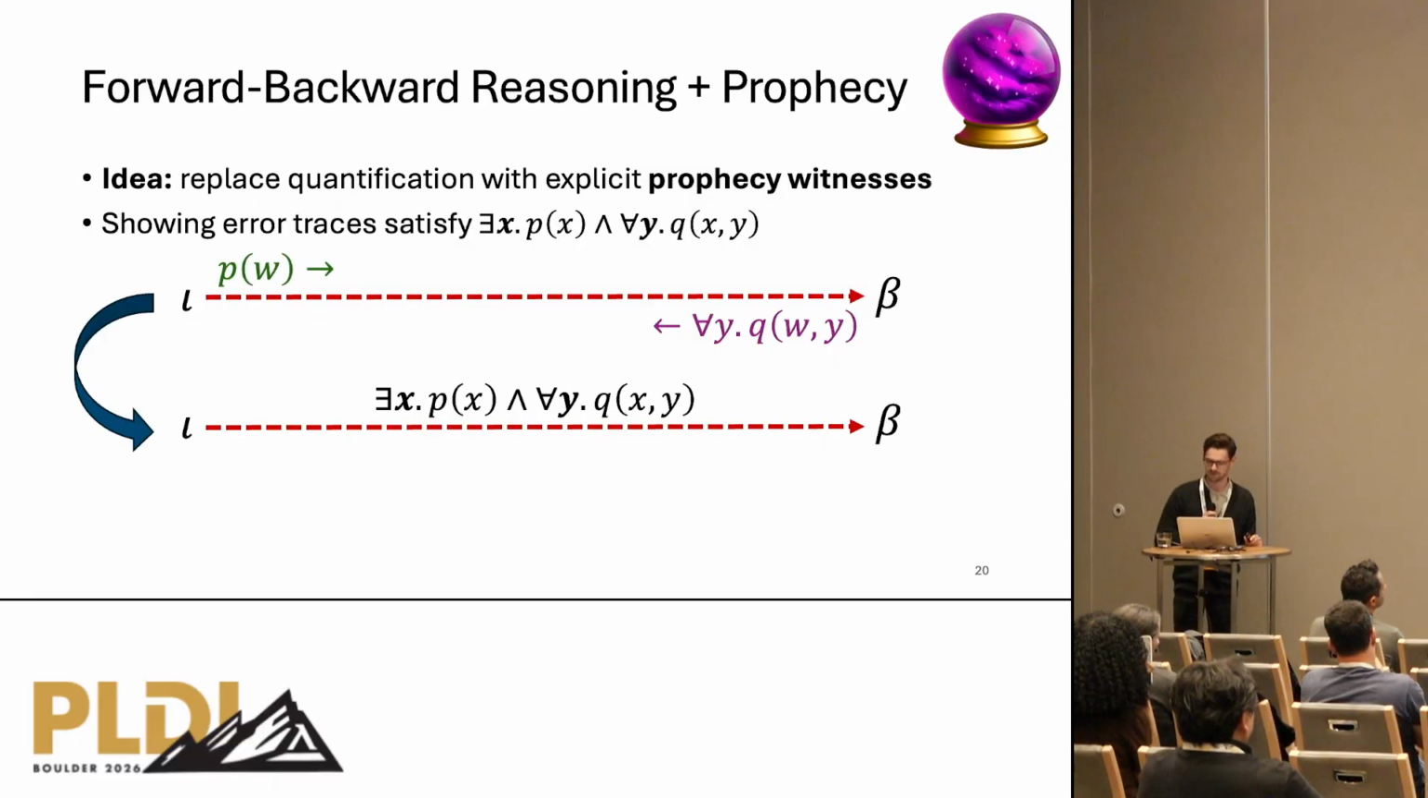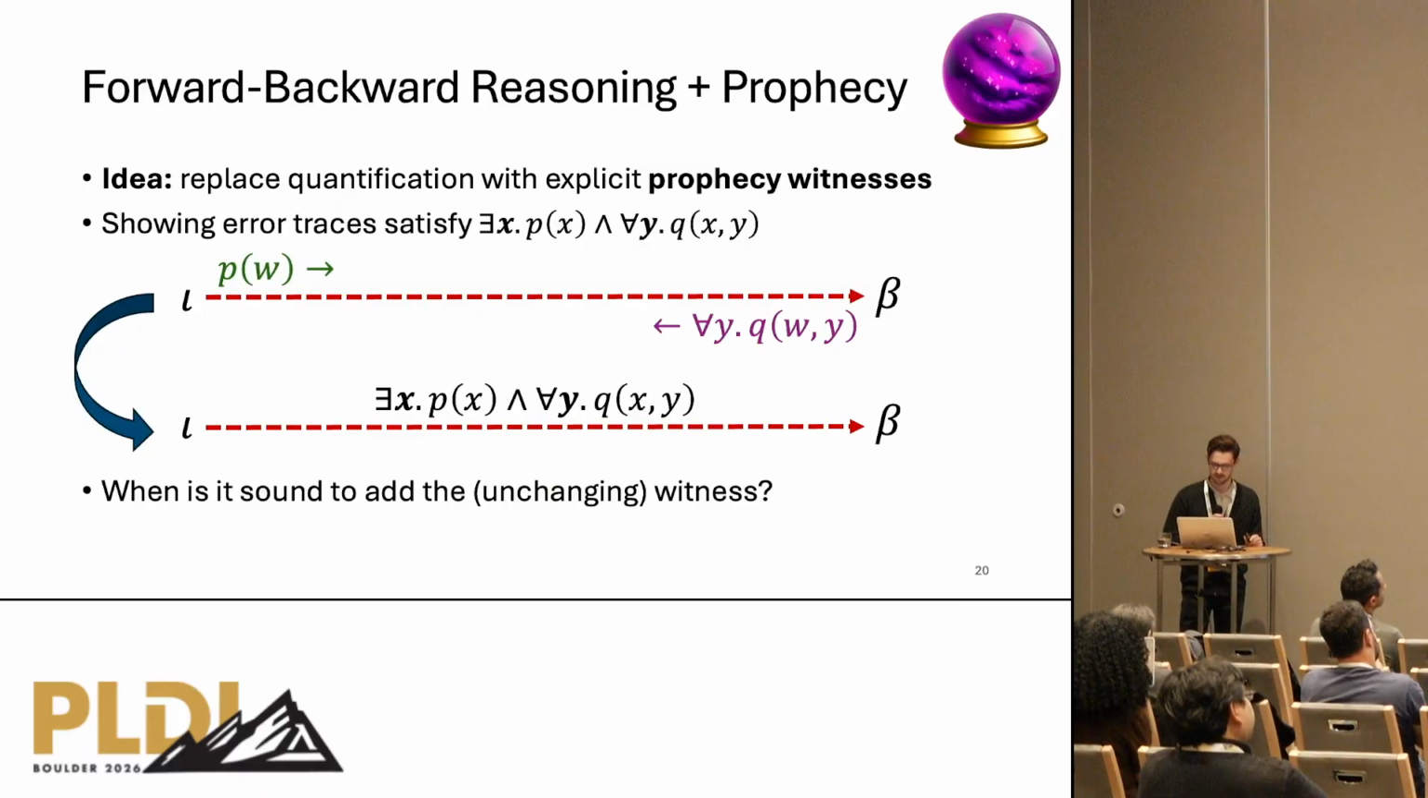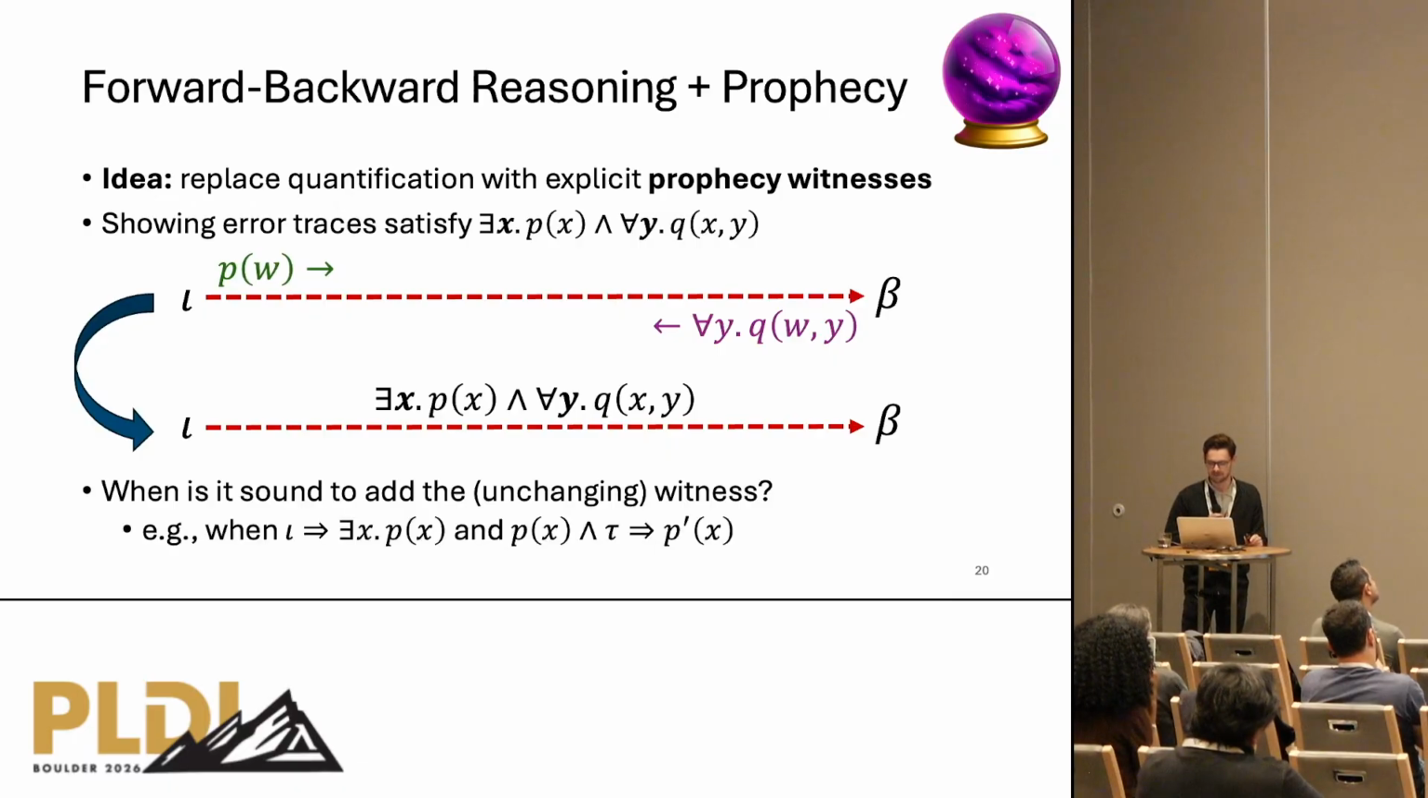Now, of course, the question is, when is it sound to do this first step, to add some witness satisfying p? And as an example, consider a situation where you can prove that in every initial state there is some element satisfying p, and that p is a property that is preserved for any element in a transition.